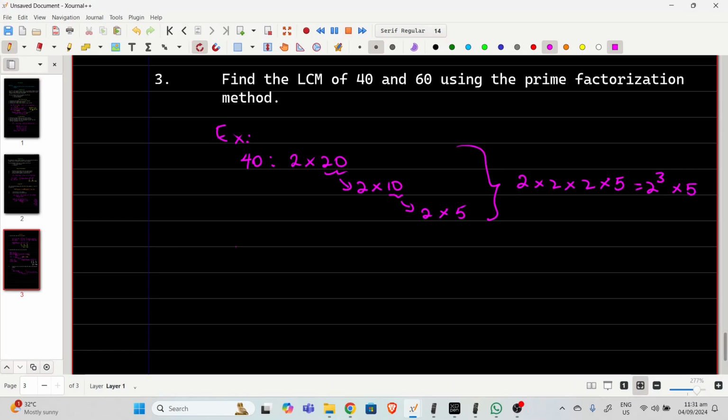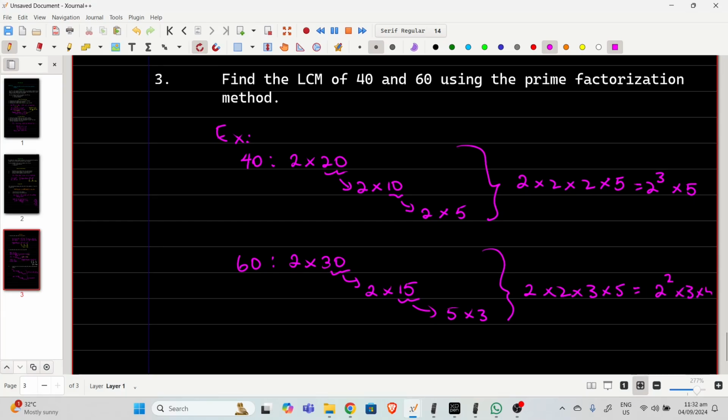And then we have, what, 60? So 60 is going to be 2 by 30. Replace this 30 with 2 by 15. I can replace this 15 with 5 by 3. And all of them are prime numbers now, so I can say 2 by 2 by 3 by 5, which is 2 to the second power times 3 times 5.